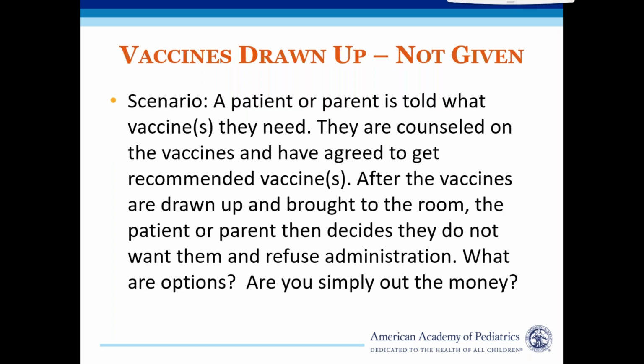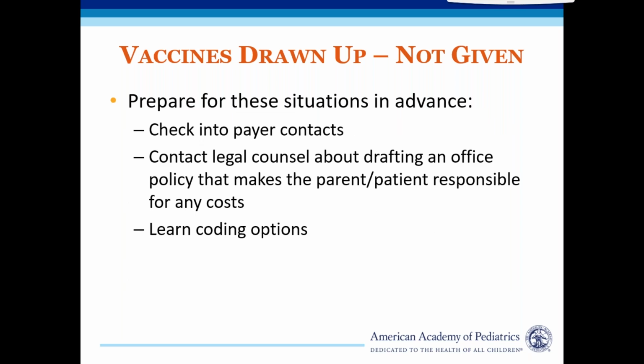And again, I'm not sure if they're going to attack this from the quality front. So vaccines are drawn up and not given. Very common. We hear about this a lot on the hotline. A patient or parent is told what they need. They are counseled. They have agreed to get the recommended vaccines. And after the vaccines are drawn up, brought in the room, they then refuse. What are your options? Are you simply out the money now if you're not able to give it later on in that day? So we got to prepare for these situations in advance.